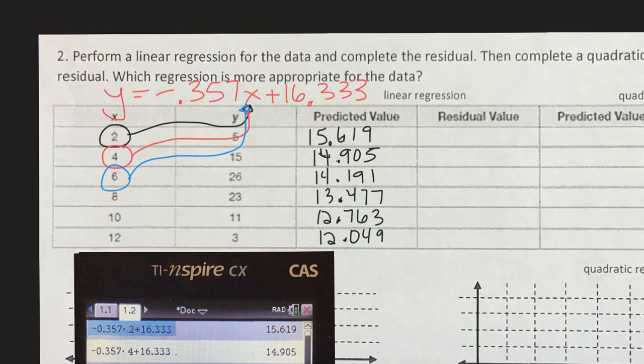Now the residual is, of course, your given value minus your predicted value. So 5 minus 15.619, 15 minus 14, 26 minus, 23 minus, 11 minus, 3 minus. Now, I don't want you to do that per se. We're going to let our calculator handle all of those. So let's see where on our calculator we can find all of those values.